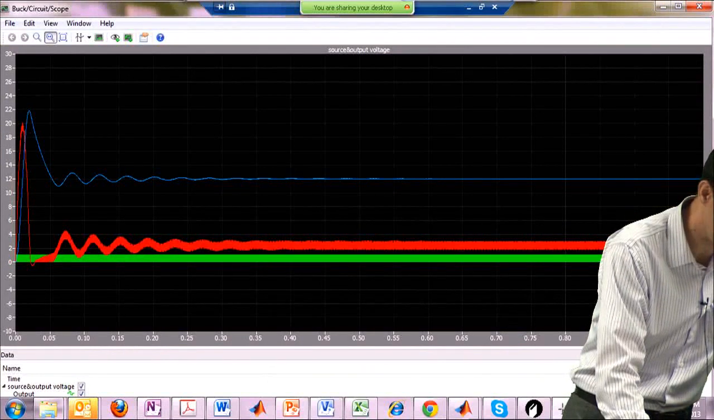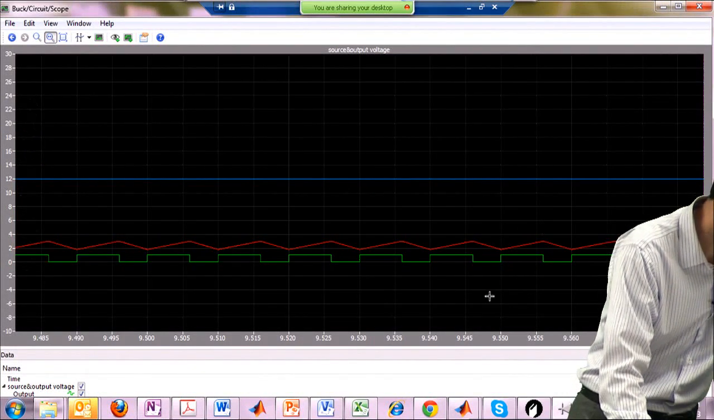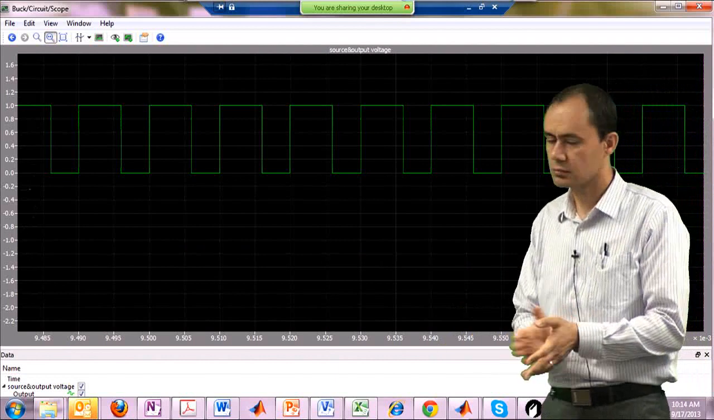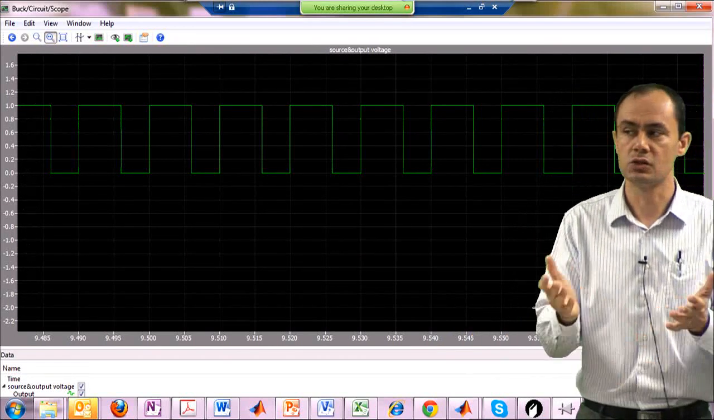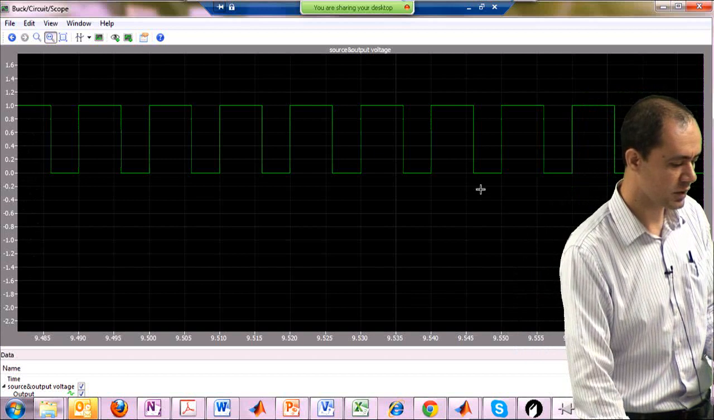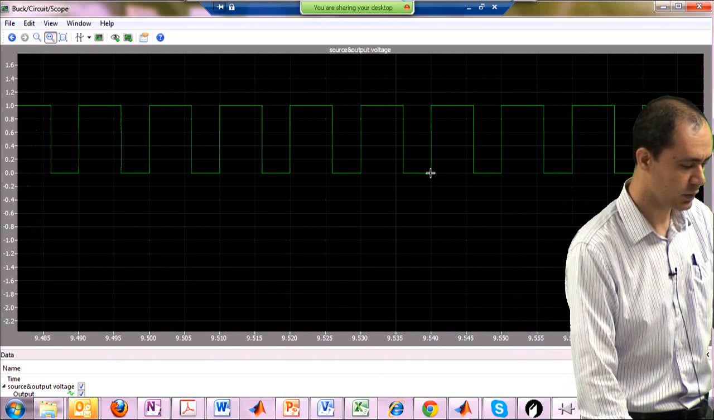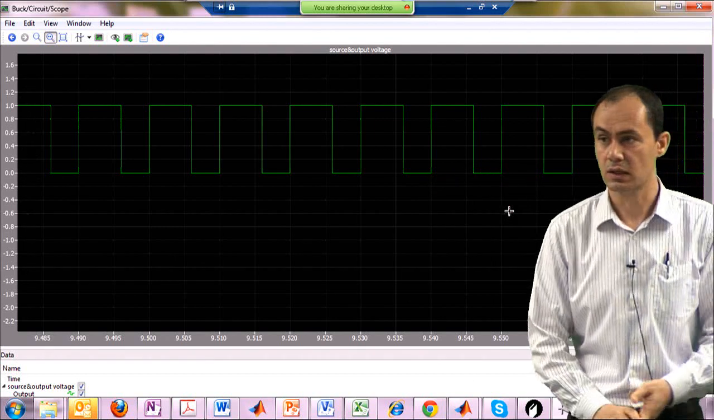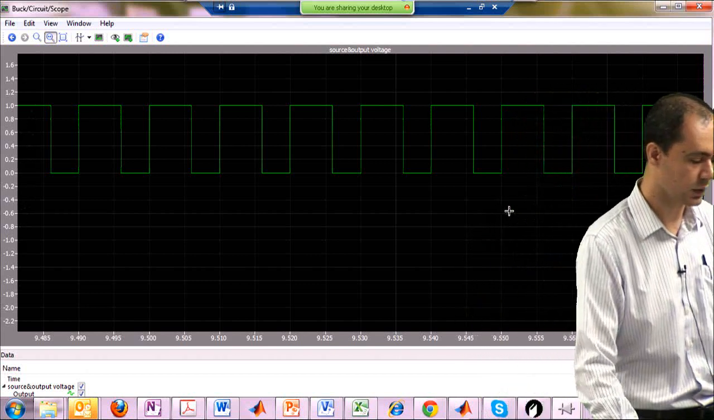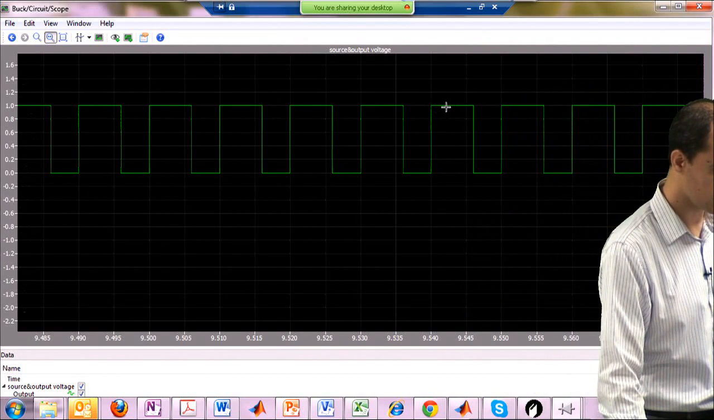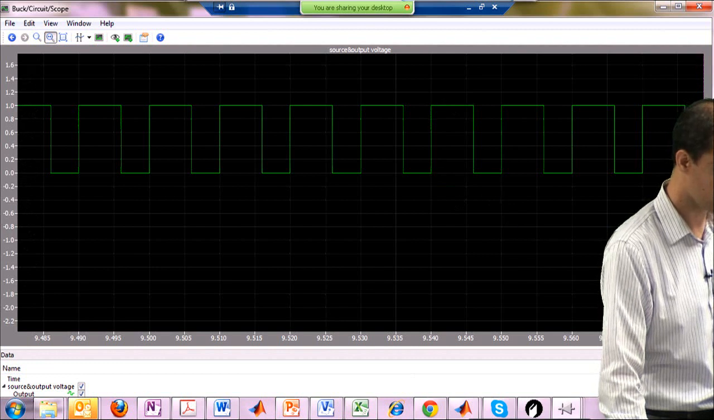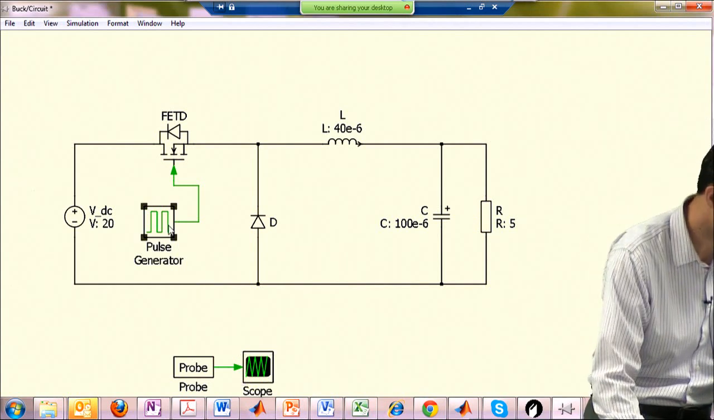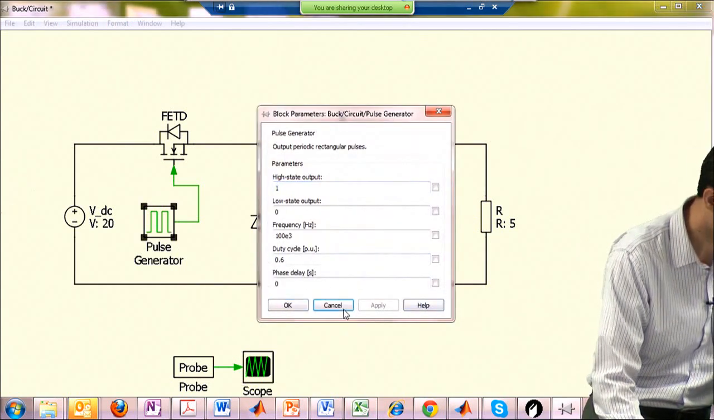I'm just going to zoom in at the steady state part. The green one is the command that we are sending to the switch. Sometimes it's 1, meaning the switch should turn on, and sometimes it's 0, meaning the switch should turn off. Technically from here to here I have 1 period, and I have determined this period to be 10 microseconds because my switching frequency was 100 kilohertz. And as you can see, the on time of the switch with respect to the entire period was, is it 60% or 70%? Let's go back. 60%. So the duty cycle is 0.6 or 60%. This number over here.